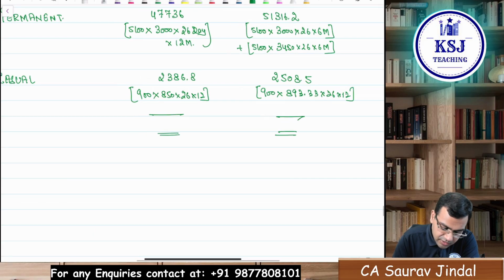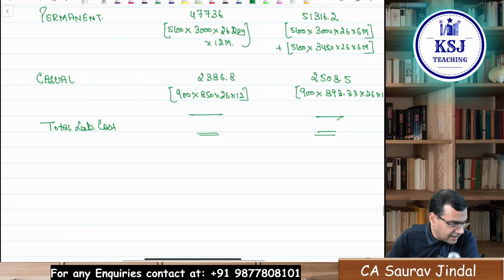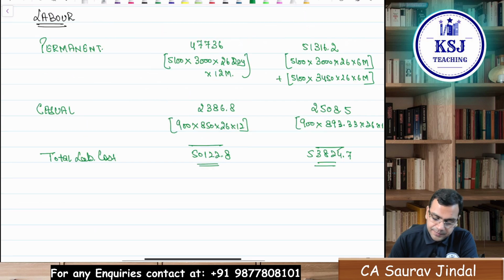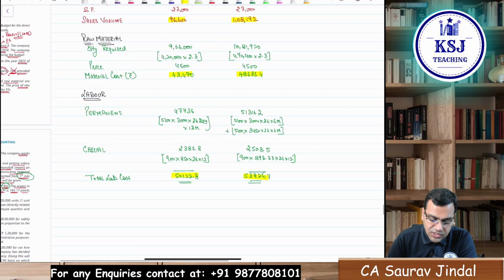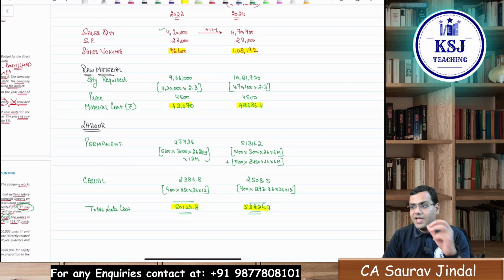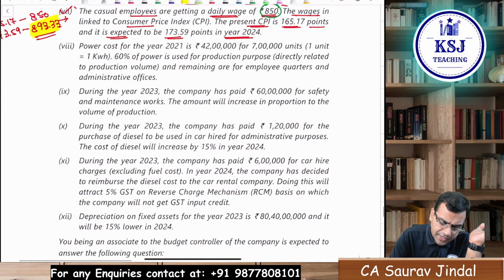We'll take here total labor cost. Right? So that will come to 50122.8 and here it will be 53824.7. Okay, fine. So we have discussed about the material cost. We have discussed about the labor cost. We have calculated the sales, right? What we are doing, even we don't know. The only thing is whatever the information is given, we are just interpreting it and we are just writing it down. That's it, right? Next part.